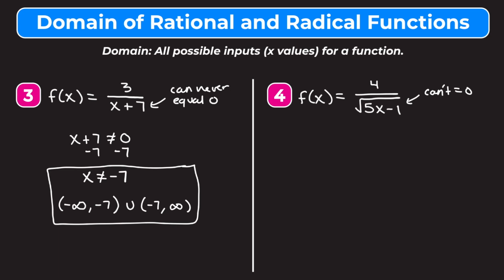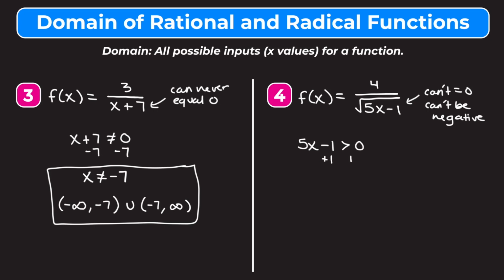But because it's in a radical, it also can't be negative. So what we want to say is that 5x minus 1 has to be positive. It can't be 0 or negative, so it's going to be greater than 0. If it's just in a radical that's in the numerator of a fraction, it's going to be greater than or equal to 0. But if your radical is in the denominator, you have to set what's underneath it to be greater than 0. And now we're just going to solve this.